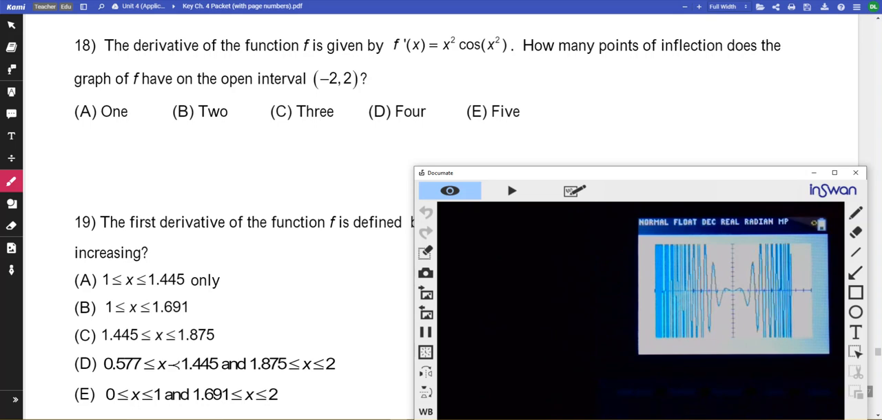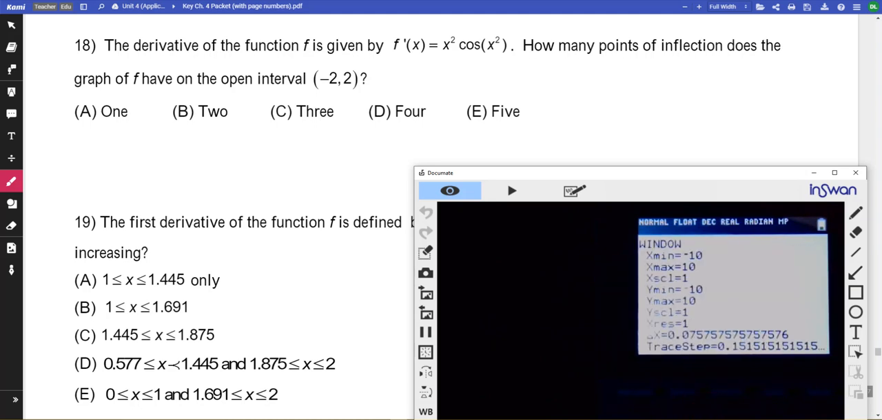But notice that my interval is from -2 to 2. So I need to look close to -2 to 2. So I'm going to adjust my window, and the x min -2, the x max +2. Now draw my graph, right? And it might be a little bit difficult to see exactly what's going on between -2 and 2.